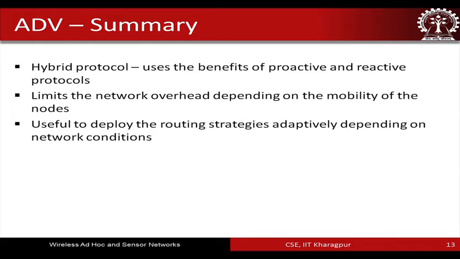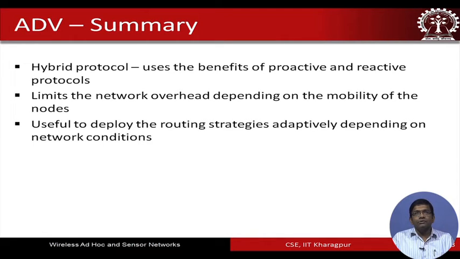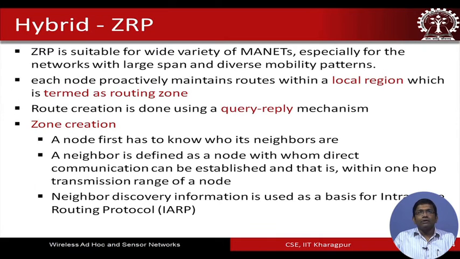So, it is a hybrid protocol using the benefits of both proactive and reactive protocols. It limits the network overhead depending on the mobility of the nodes. It is useful to deploy the routing strategies adaptively depending on the network conditions. And why adaptive? Adaptation based on mobility, adaptation based on environmental conditions. So, this is what ADV tries to adopt, and it tries to improve the performance upon either the solely reactive or the solely proactive routing protocols.